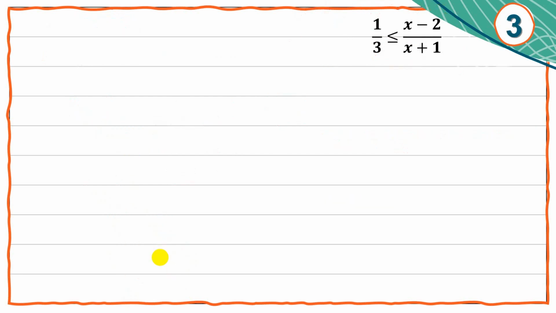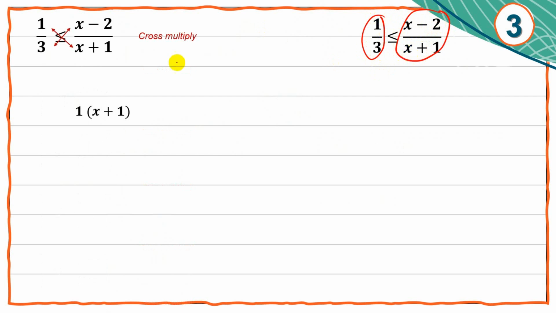And let's have this inequality: 1/3 is less than or equal to x minus 2 over x plus 1. If we're going to analyze this, we have only single fractions for both. So therefore, we can just simply cross-multiply this. We will start with 1 times x plus 1, and then the second one is less than or equal to 3 times x minus 2. Then distribute: 1 times x is simply x, and 1 times 1 is just simply 1.